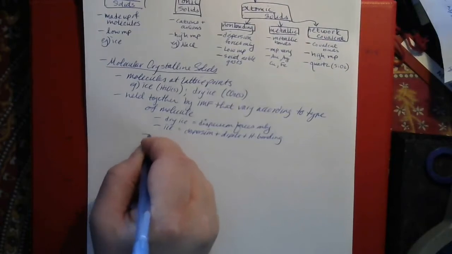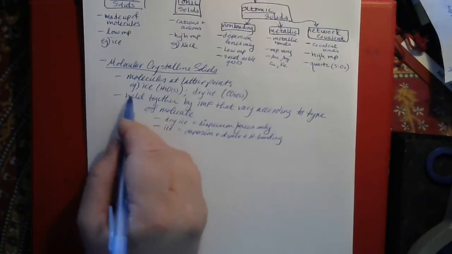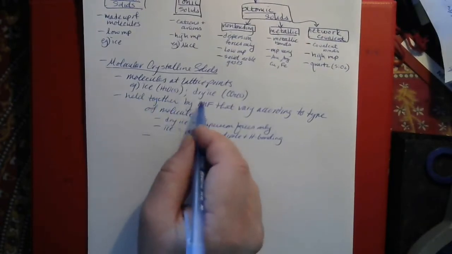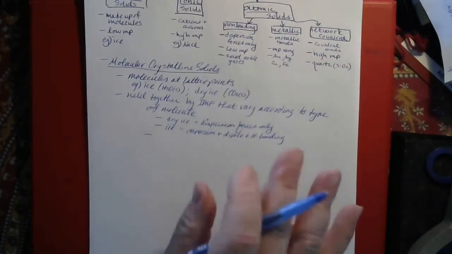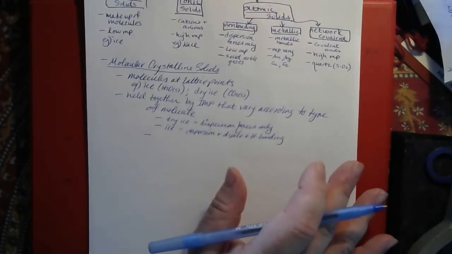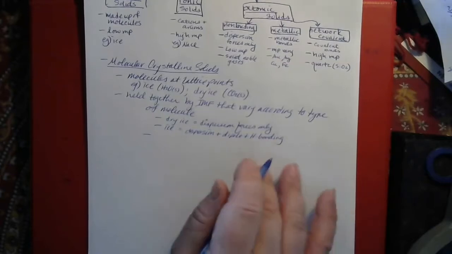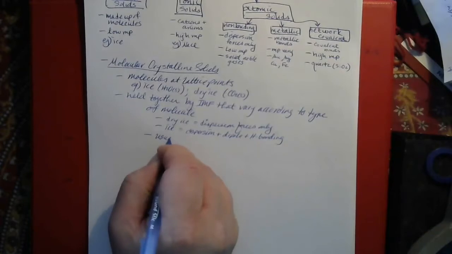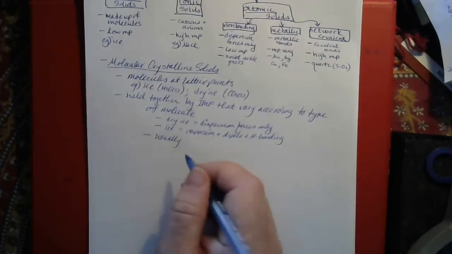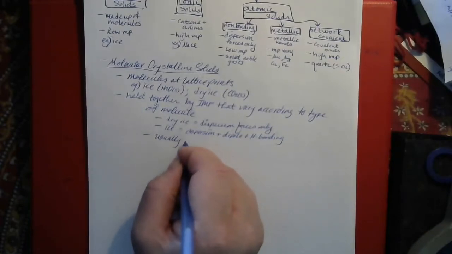And because most of them have fairly weak intermolecular attractions, even in the case of ice, the water molecules are relatively far apart compared to liquid water, and so that weakens the attractions. And these solids usually have relatively low melting points.